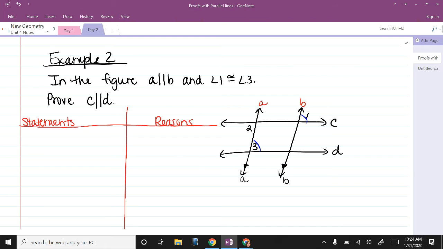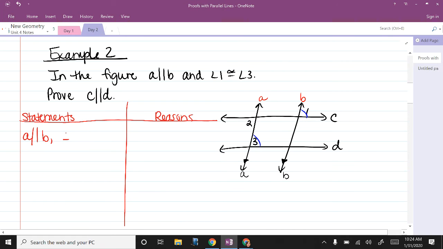How many given things did they give me? 2. What's one of the givens? A is parallel to B. And what else? Angle 1 is congruent to angle 3. So it's starting out like the last one did, except our angles are in different positions, right? Okay, so, what's my first reason? Given, always, always, always. So I'm trying to prove that C and D are parallel.